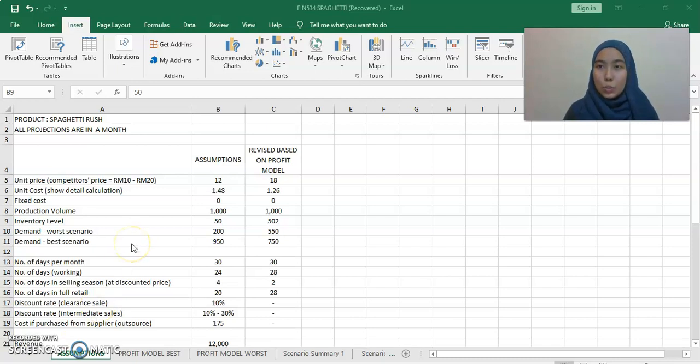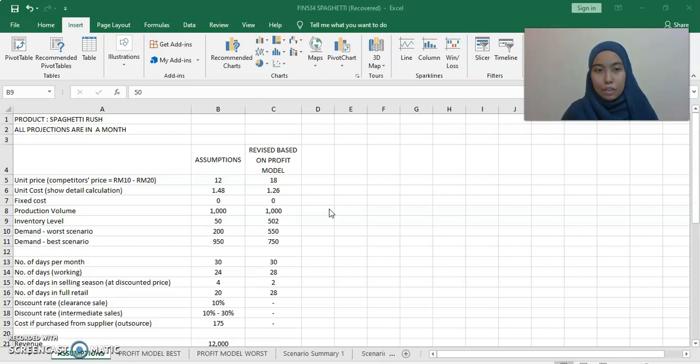The unit price is 12 ringgit. Where I get this 12 ringgit is from the competitor's price, which is a 10 ringgit to 20 ringgit range. And unit cost is 1 ringgit and 48 cents, from the variable cost divided with the best scenario of demand, and the fixed cost is 0. I don't have any fixed cost because I don't have any rents to pay or staff to pay, due to I run this business at my own house, and the inventory level is 50.